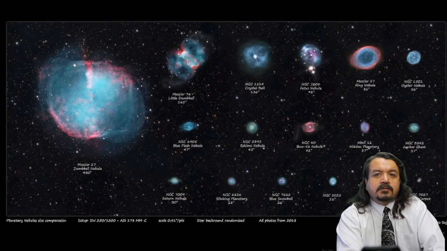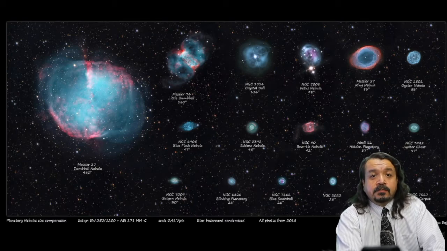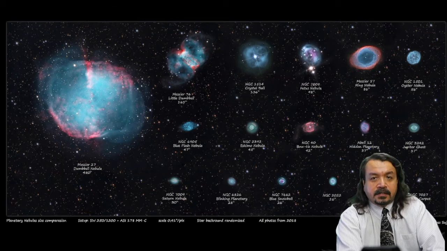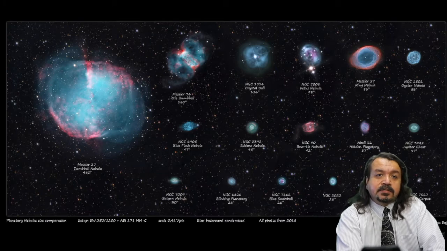Our current concept of planetary nebulae is that they are expanding shells of ionized gas produced by the evolution of low and intermediate mass stars. In the slide, you can see examples of several planetary nebulae, some of them very well known.